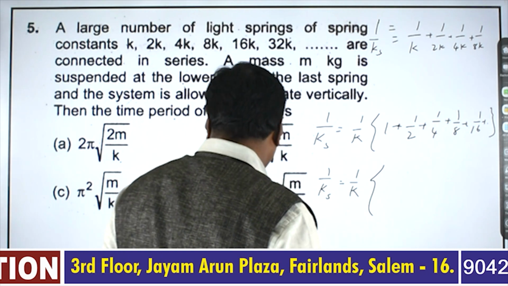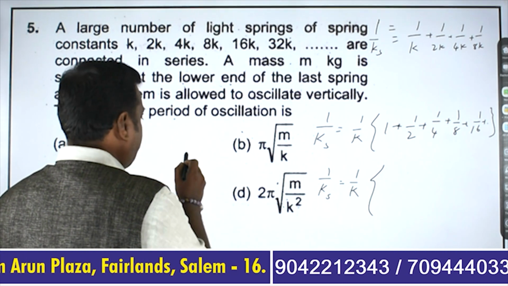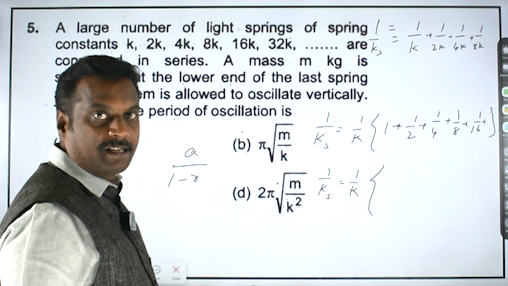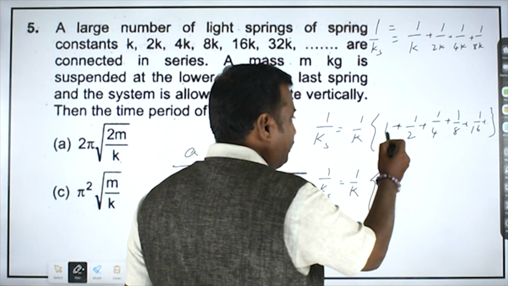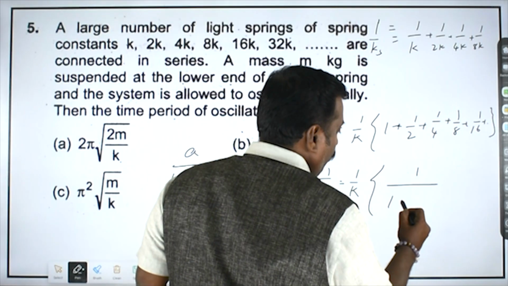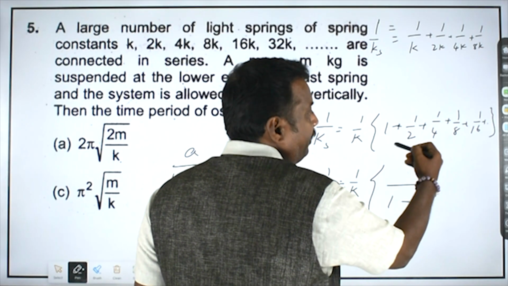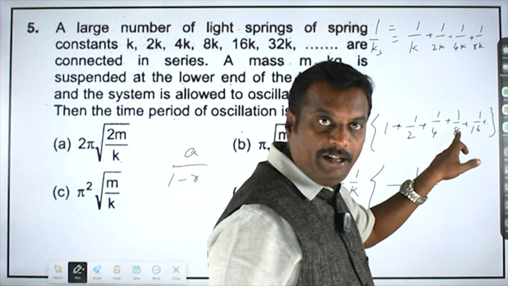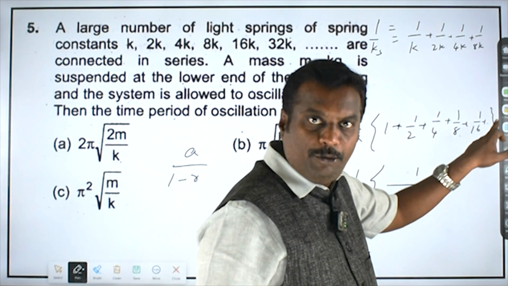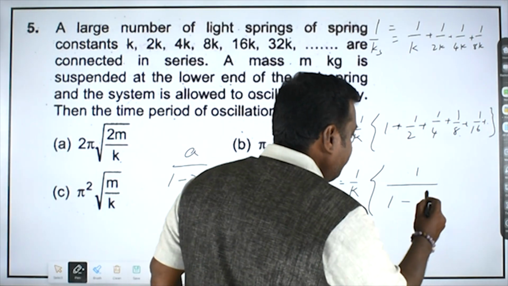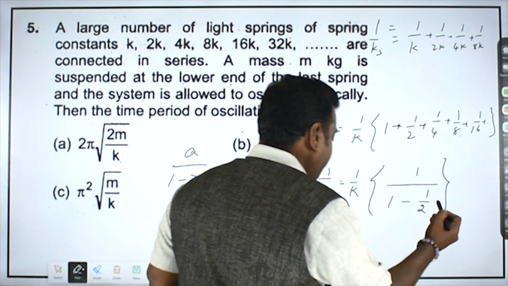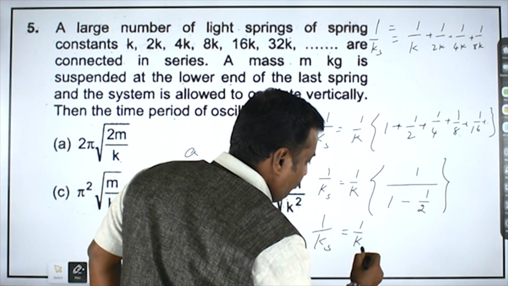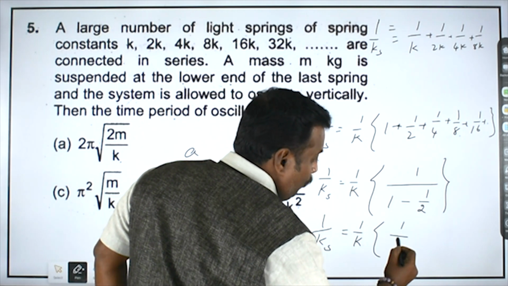how do I do this, sir? This is your geometric progression, and for this the formula is a by 1 minus r. What is a? The first term is a. What is the first term? 1 by 1 minus r. What is between these terms? The common ratio. What is the value? Here between these two there is 1 by 2, between these two again 1 by 2, between 8 and 16 there is 1 by 2, and even with 32 it is 1 by 2. So 1 minus 1 by 2. So what is 1 minus 1 by 2, sir? So 1 by ks is equal to 1 by k into 1 by (1 by 2).